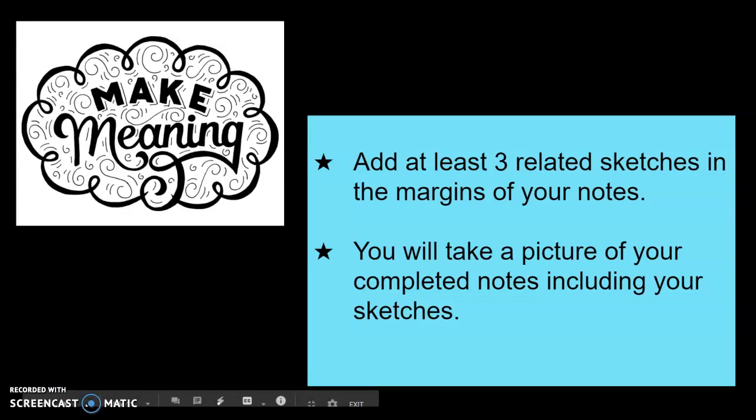At this time, go back, review your notes, and add at least 3 related sketches in the margins of your notes. This will help you to make meaning of what you're learning about. Remember, you will be taking a picture of your completed notes and your sketches.